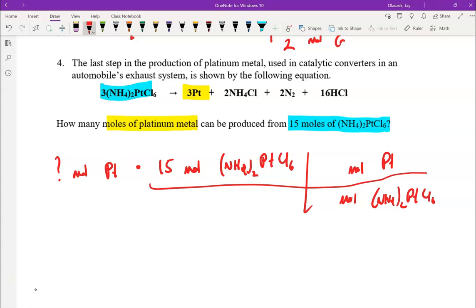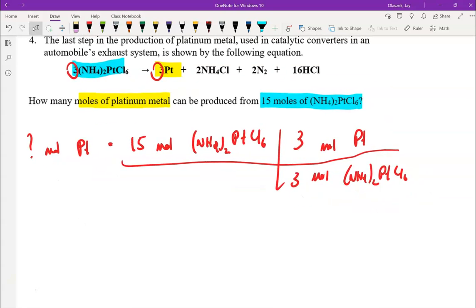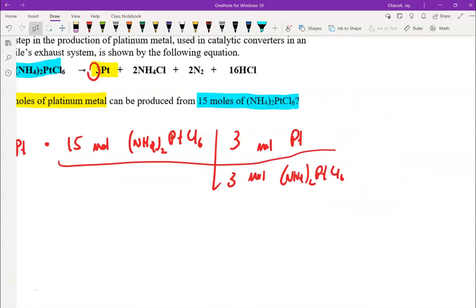Bingo, all we need is the ratio from the equation. And check this out. They both are 3. And that means if it's 3 to 3, it's also 1 to 1. That also means they cancel. And that means you're going to get the exact same amount, 15 moles of platinum.